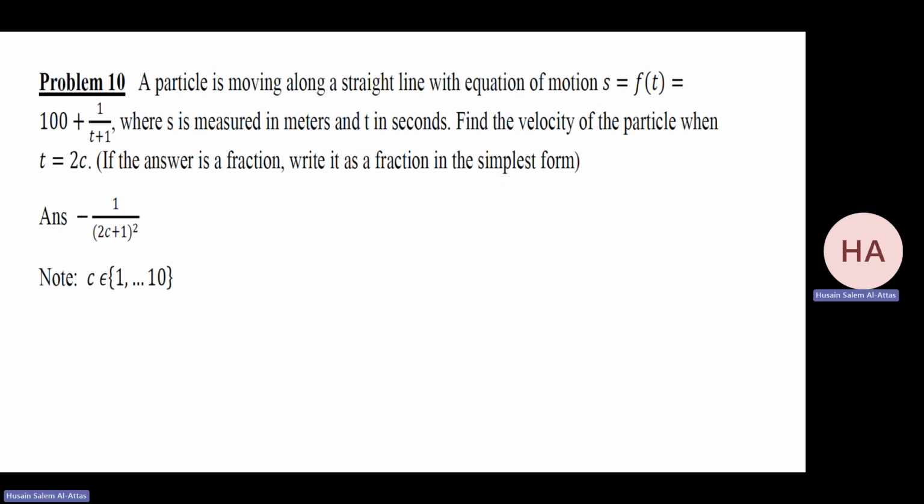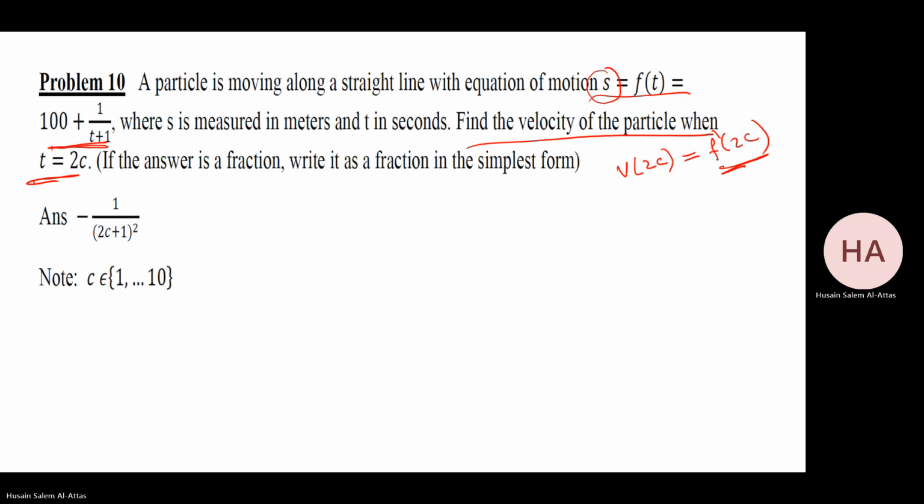So the particle is moving along a straight line with this equation of motion. This is the equation, and this is measured in meters. Okay. Find the velocity of the particle when t equals 2c. What is the velocity? The velocity at t equals 2c is the derivative of the position function at 2c. It's f prime at 2c. So what I need to do is find f prime at 2c to find the velocity when t equals 2c.